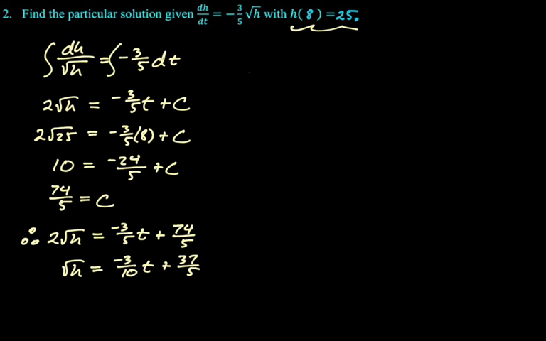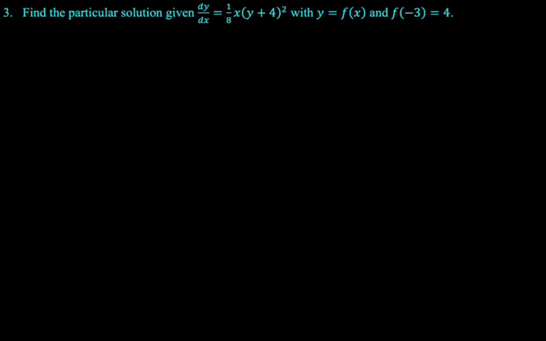I am now going to square both sides, and I'm just going to leave it. So we have this. h is the quantity negative 3t over 10 plus 37 over 5 squared. So that whole quantity squared. That's our answer. Let's take a look at the next problem.